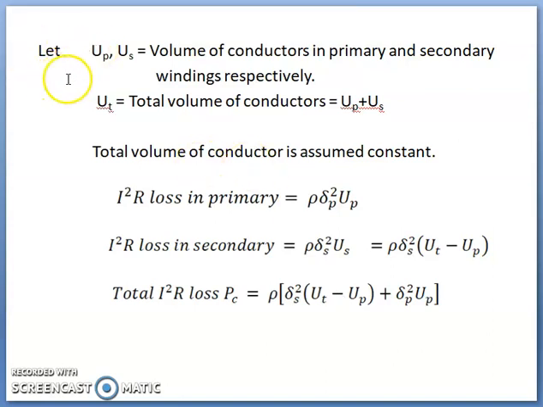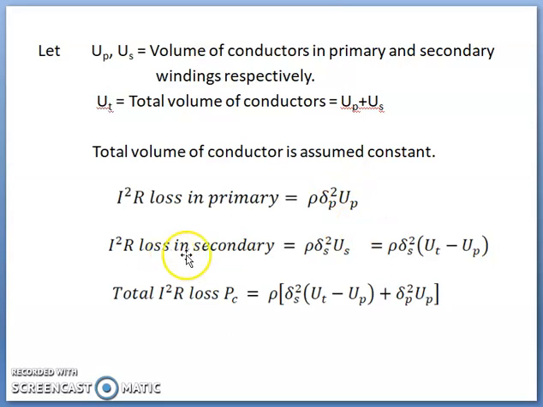Okay. Here let VP and VS be the volume of conductors in primary and secondary winding respectively, and VT is the total volume of conductors, and the total volume of conductor is the sum of the volume of conductors of primary winding and secondary winding. Then the total volume of conductor is assumed constant. See here, taking the total volume of conductor as constant, I square R loss in primary is I square R loss rho into delta square VP.